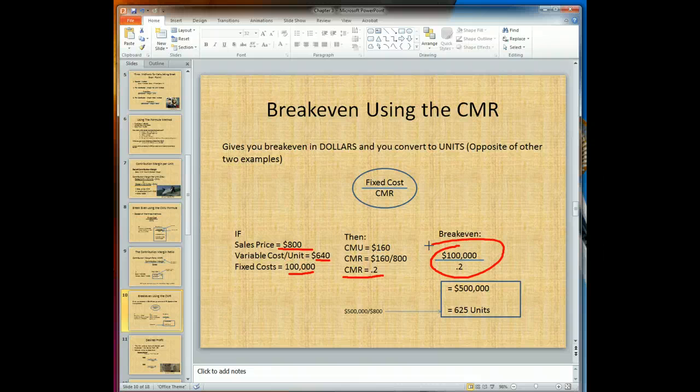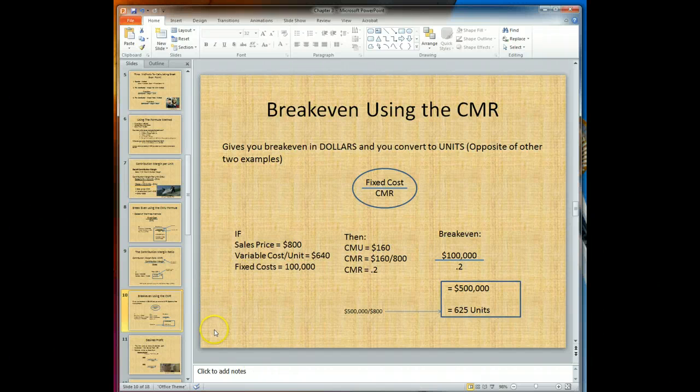Now, this is different than the other two formulas. Contribution margin ratio, very important, gives it to you in dollars. The other two give it to you in units and you have to convert to dollars. CMR gives it to you in dollars and you have to convert to units. How do you do that? You take the 500 grand, divide it by the $800 sales price. No worries.